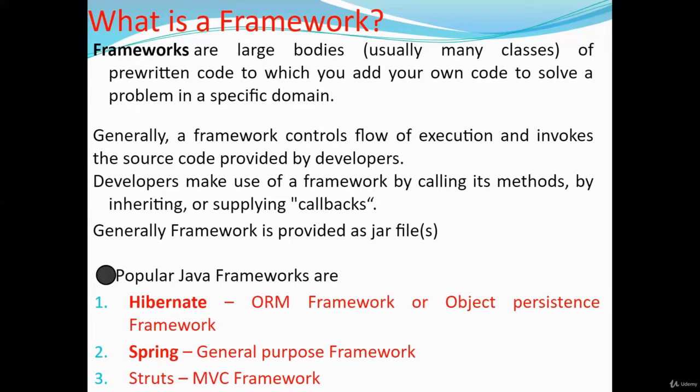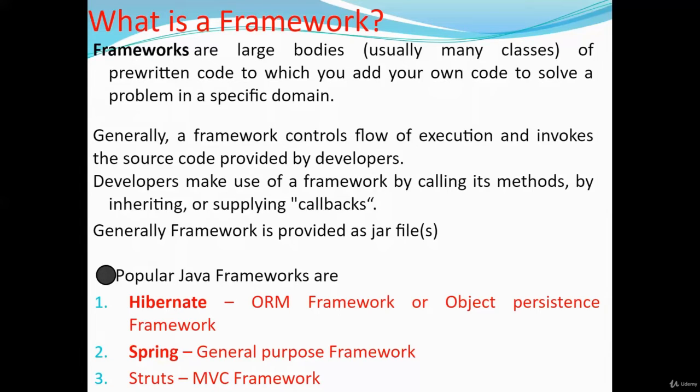If you come to Spring, Hibernate has a specific purpose: it is used only for interaction with the database. But Spring is a general-purpose framework. It is called the framework of frameworks. The reason is that it is very vast, and it acts as a framework into which you can embed other frameworks like Hibernate or whichever. One more popularly used framework is the Struts framework, which has a specific purpose, which is an MVC framework.